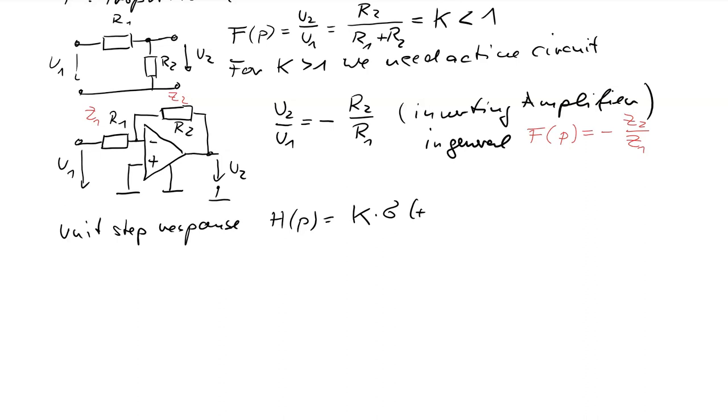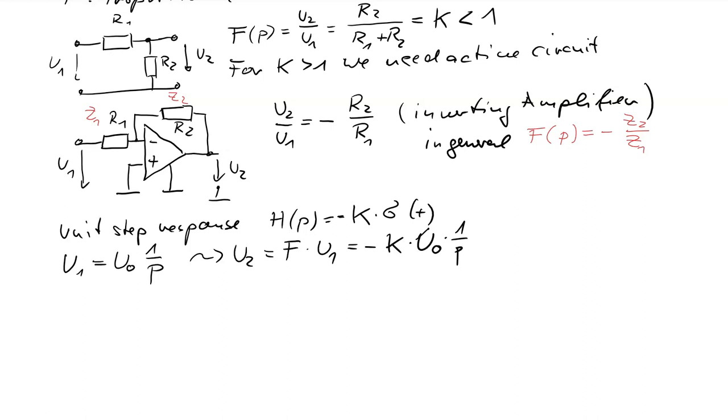If I show you how I have calculated this, if U1 is the step function, say U0 times 1/p, then the output voltage U2 is F times U1. And you know F is, now of course this minus sign is missing, F is minus K, and then multiplied with U0 times 1 over p. So this is U0 times K times minus 1 times 1 over p. This is the step function, again, the step function sigma of t.